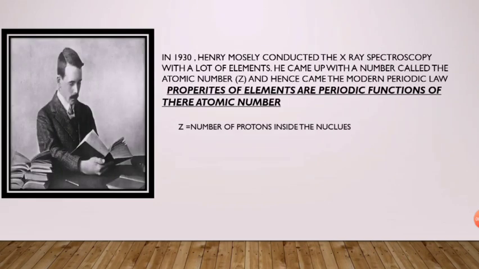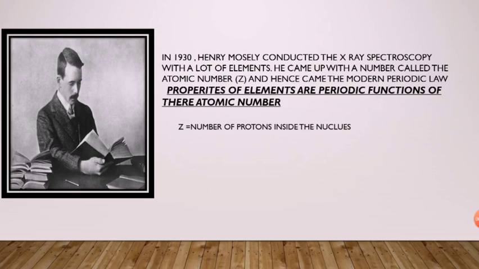In 1913, Henry Moseley conducted X-ray spectroscopy experiments with a lot of elements. He came up with a number called the atomic number, Z, and then he came up with the modern periodic law. It's very important. That's our basis: the properties of elements are periodic functions of their atomic number. There is a number called the atomic number, and the properties of those elements are a periodic function of it.